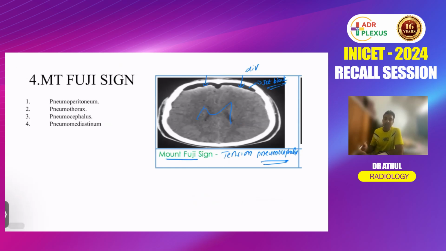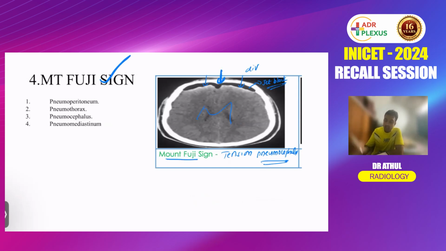And the fourth one is actually a direct question. Nowadays, they are not directly asking you the sign, but in this exam, they ask you to find out the answer for what is Mount Fuji sign or where you are seeing Mount Fuji sign. And they give 4 different options: tension pneumoperitoneum, tension pneumothorax, tension pneumocephalus, tension pneumomediastinum. So in our class, we have discussed it multiple times.